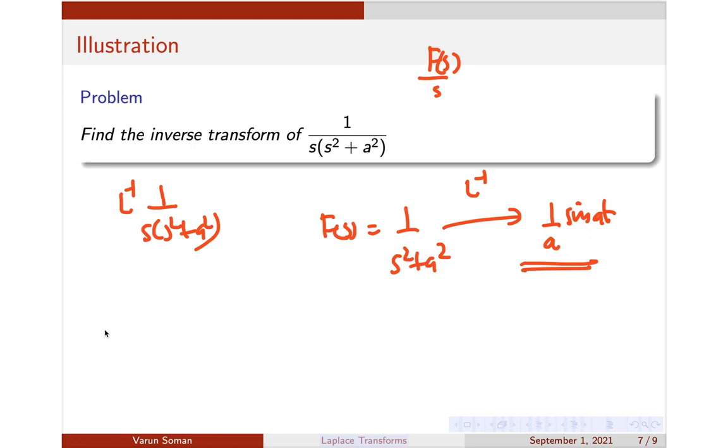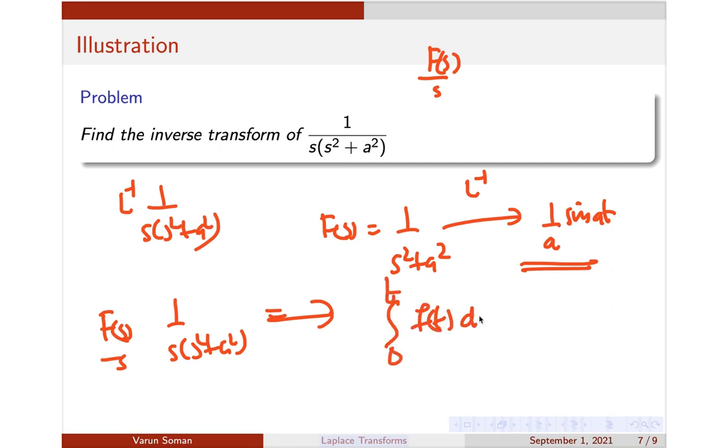Okay, so now what will be the inverse transform of F of s by s, or your 1 by s into (s square plus a square)? According to the formula, it will simply be the integral from 0 to t of f of t dt, that is, the integral from 0 to t of 1 by a sine at dt. I hope you understand how to write this. The inverse transform of F of s by s is nothing but the integral from 0 to t of f of t dt. Now you can easily integrate it.